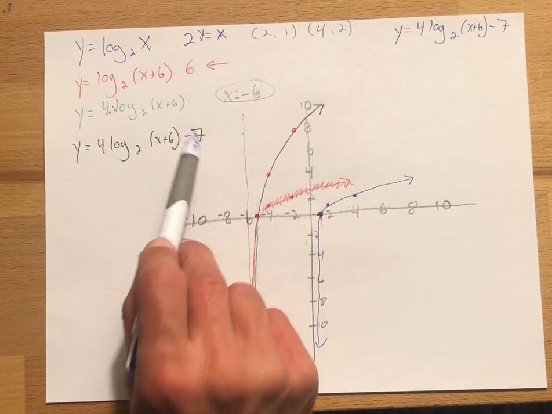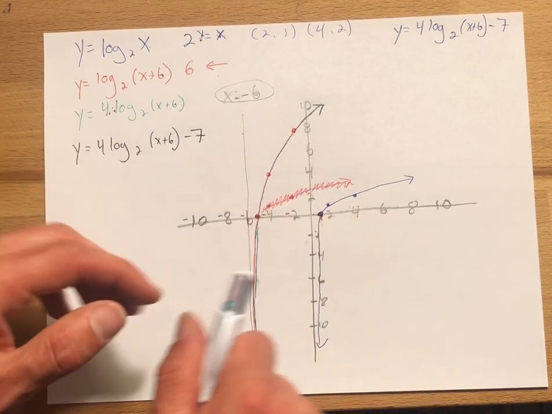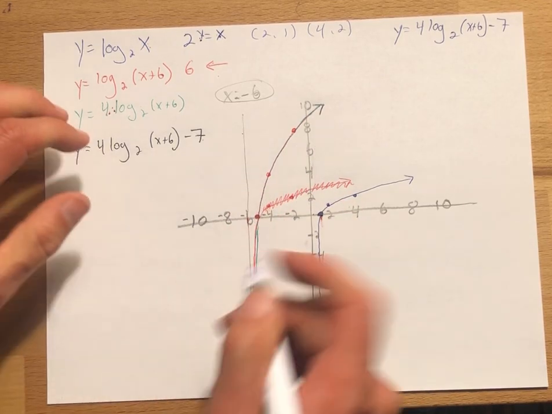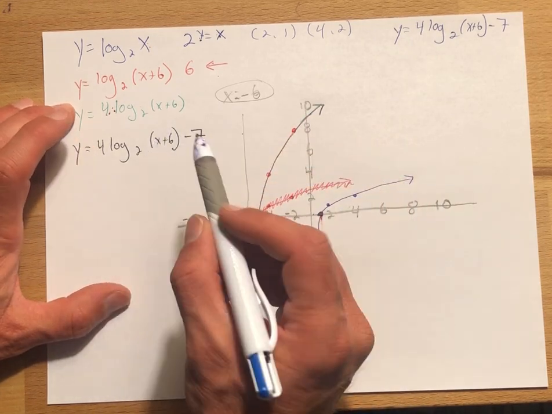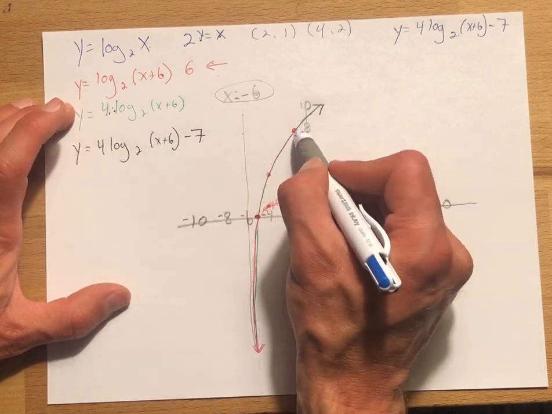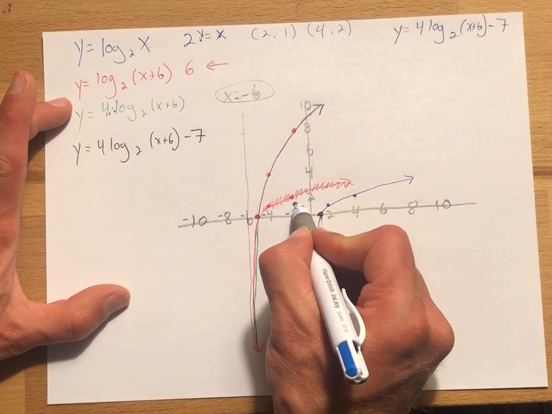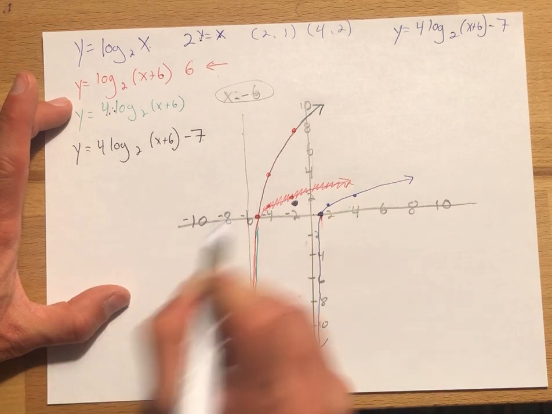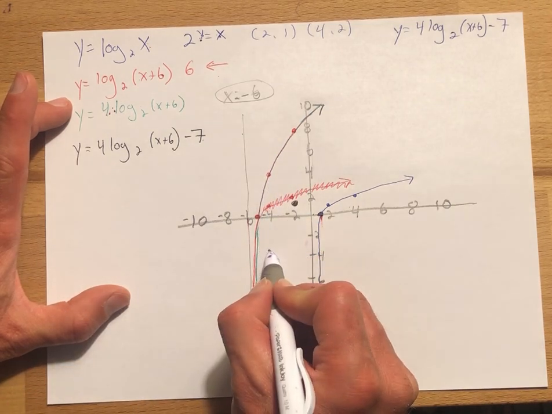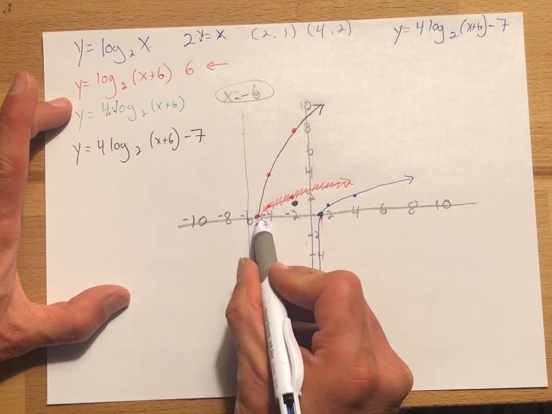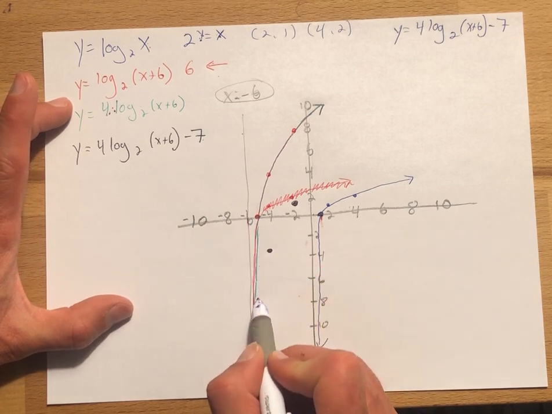Now, -7. This whole thing slides down 7 units. So this is at 8. This is my black line right here. This is at 8. It's going to slide down 7. Boop, right here. This is at 4. It's going to slide down to -3. Boop. This is at 0 on my y, it's going to slide down to -7. Boop.